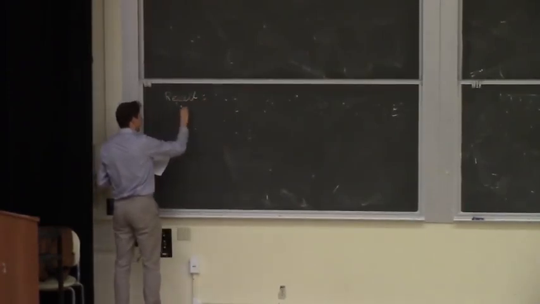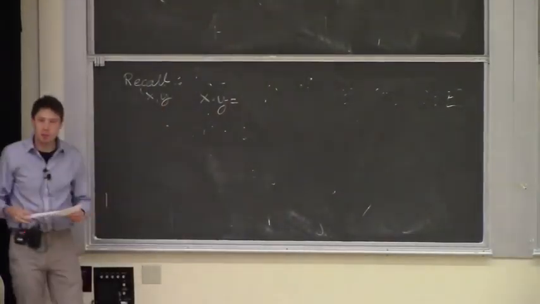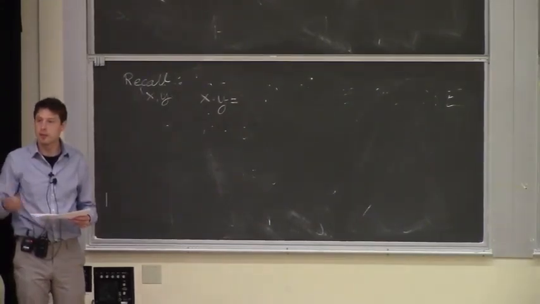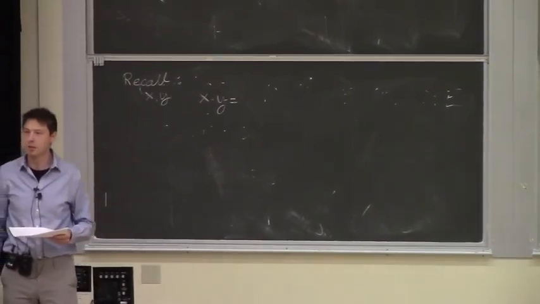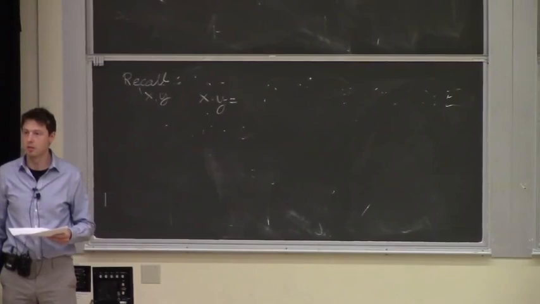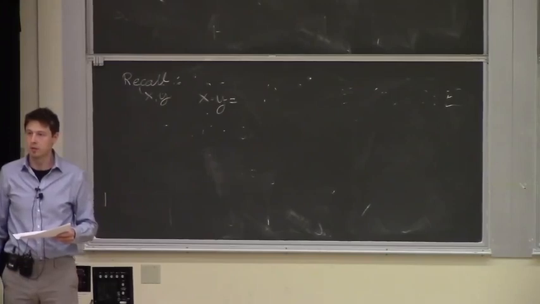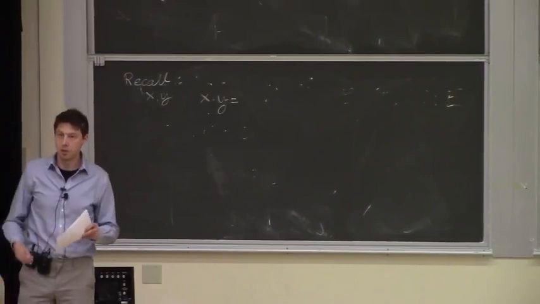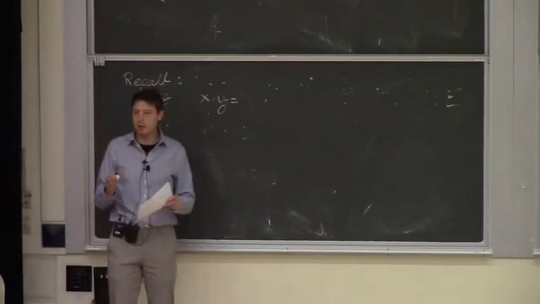So let me recall from last time. If we have two integers x, y, there was an algorithm that you saw last time to compute x times y. Does anybody remember what it was?